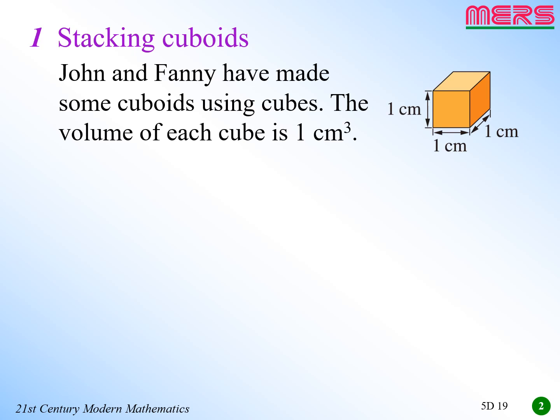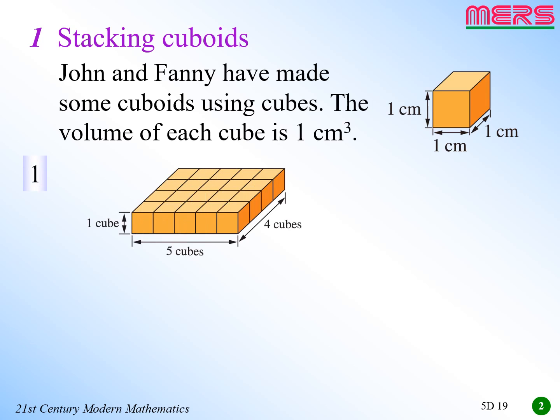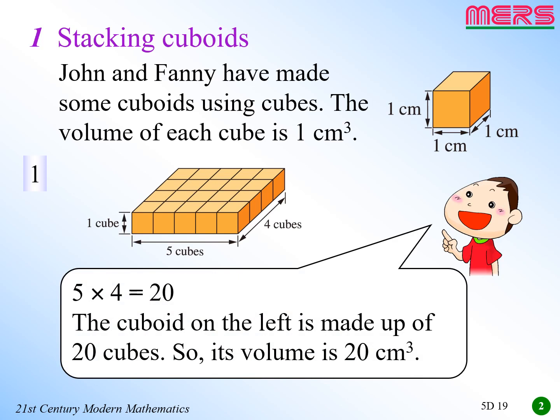Now, let's take a look at John and Fanny's cuboids. John has made a cuboid using cubes. The volume of each cube is 1 cubic centimeter. How many cubes were used in making the cuboid? You can count the cubes, or you may also calculate it. The cuboid below is made up of 20 cubes, so its volume is 20 cubic centimeters.